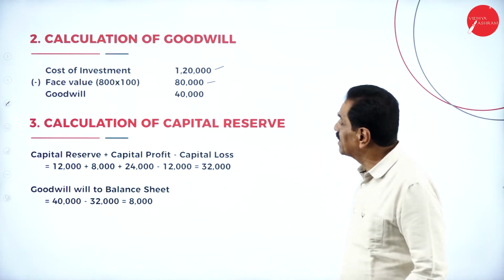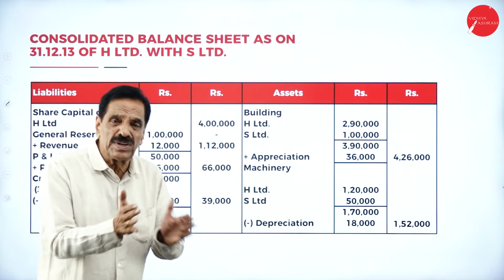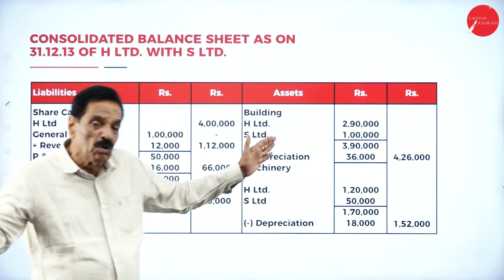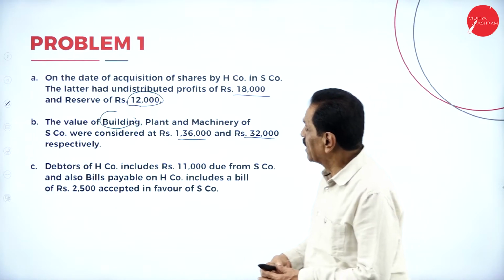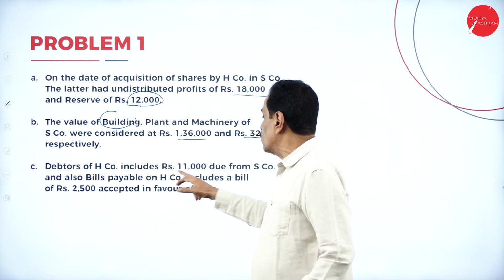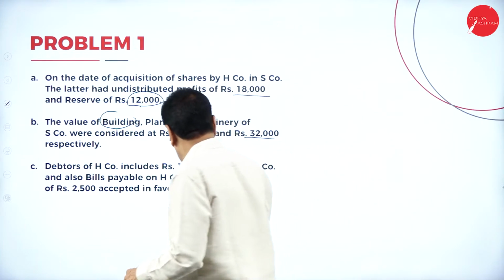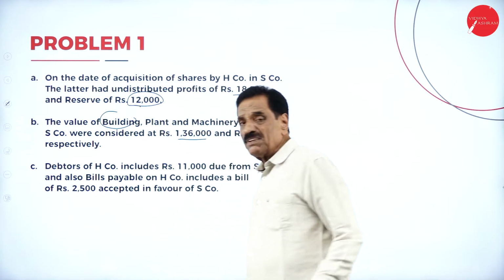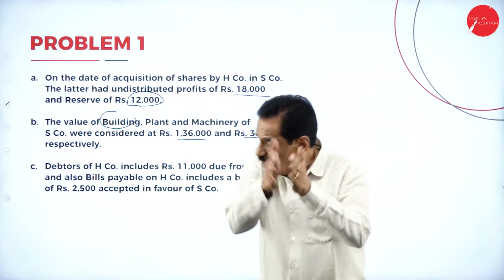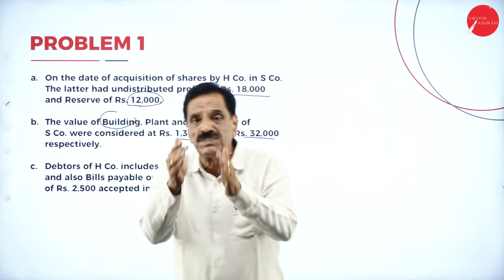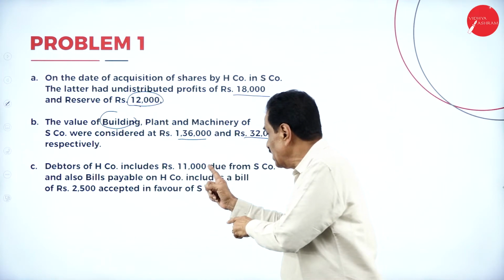We'll move on to the balance sheet now. So we have to do the consolidated balance sheet. Both H company's assets and S company's assets should be added. Whatever is mutual should be wiped off. See here, debtors of H company include 11,000 due from S. Before the consolidation, S company has to pay; they are our debtor to the extent of 11,000 to H company. When H and S combine, they become one and the same, so there is no question of debtors and creditors. So you have to deduct 11,000 from the debtors and 11,000 from the creditors.